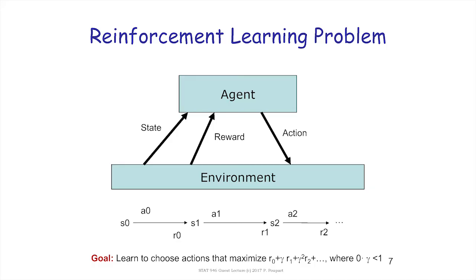Okay, to summarize, you see there's this feedback loop where the agent is going to select actions that will influence the environment. Then the environment is going to reveal its current state, and also provide a numerical measure that indicates how good that was.